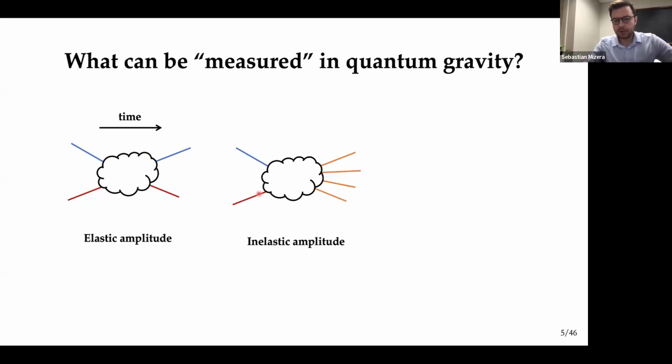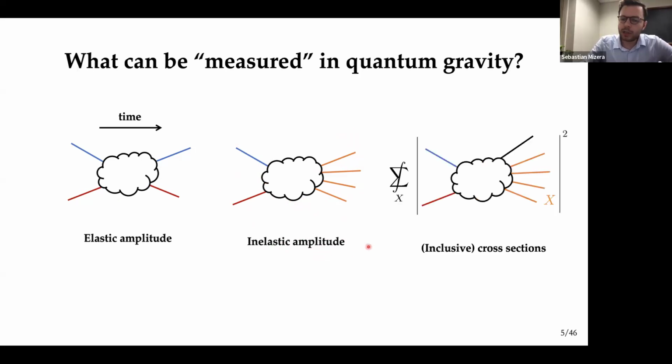Another object, which is much closer to the picture that I showed in the first slide, is this. 2 things fly in, but there's a number of other excitation modes flying out, and this would be an inelastic contribution to the amplitude. And eventually, what you're actually interested in computing are these more complicated observables, the cross sections or inclusive cross sections, in which you sum and integrate over the phase space of undetected states, and then you're trying to understand the energy spectra of some other states in your theory.